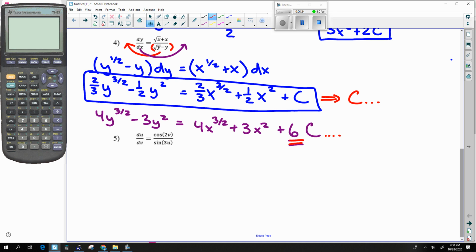I think it would be the same as if I multiplied this by 6 right here. It wouldn't matter. And I would get a generic C. So I think I just answered my own question. No, you do not need the 6. It's totally legit.